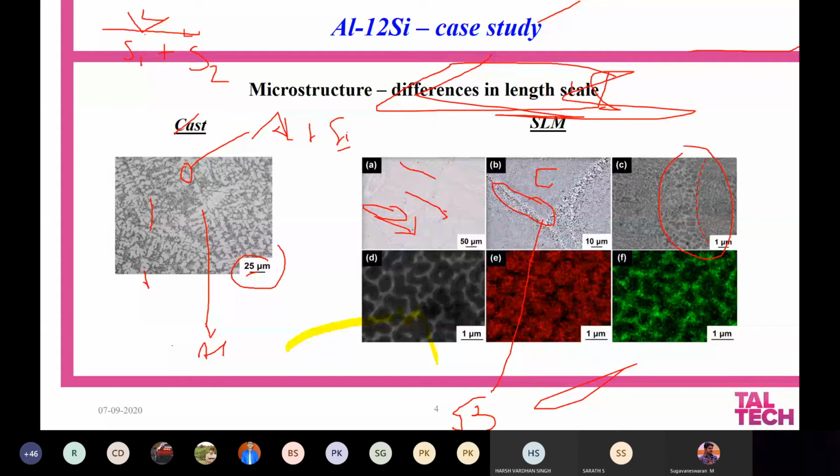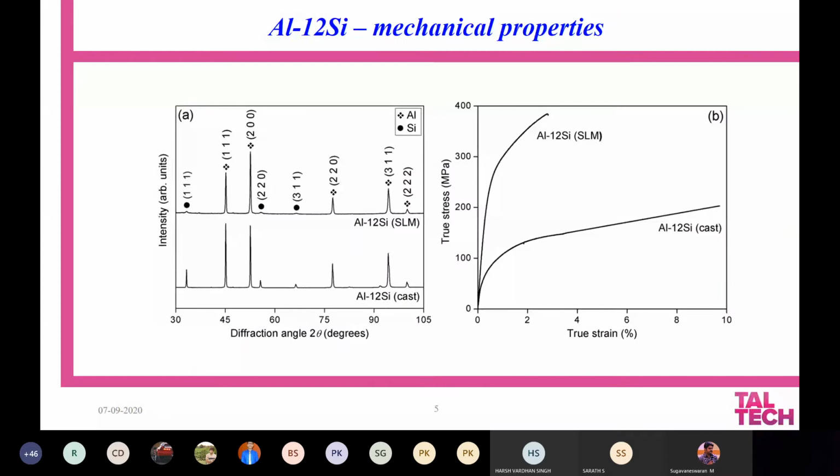And in the core, you will have a relatively uniform microstructure. And this uniform microstructure consists of the presence of aluminum and silicon. And if you make an EDAX analysis, you can deconvolute the presence of aluminum and silicon one over the other. It can be seen that all the boundaries here are rich in silicon and the interior cells are rich in aluminum. This is a very peculiar kind of microstructure that you will get only with the selective laser melting process.